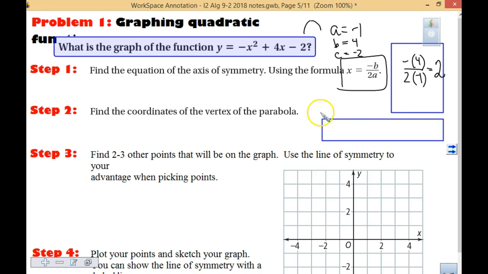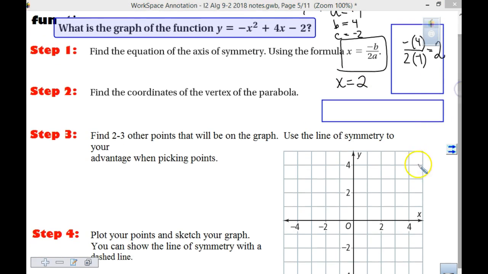Positive 2. So at this point, what we just found was that our equation for the axis of symmetry is x equals 2. That's kind of nice when I think about my graph, right? Because I already know now that this is my axis of symmetry. So please put that. Axis of symmetry, right? Our parabola has to be symmetric on both sides of that.